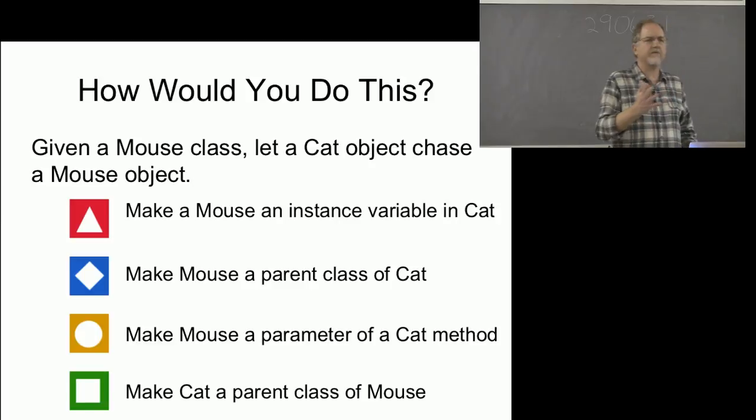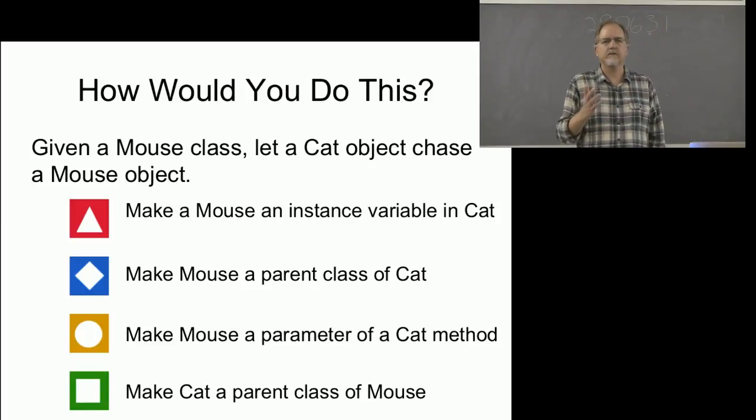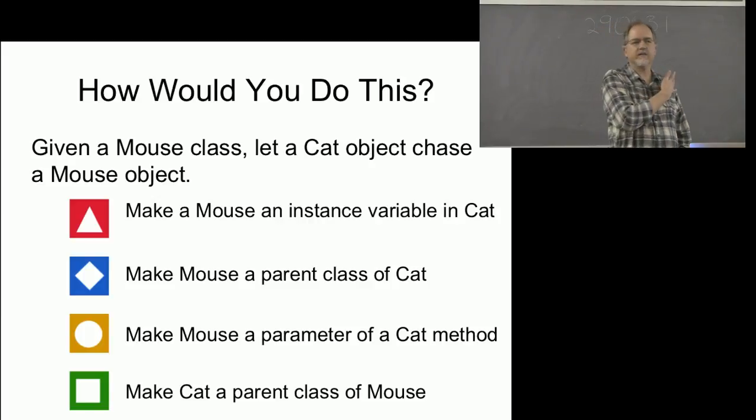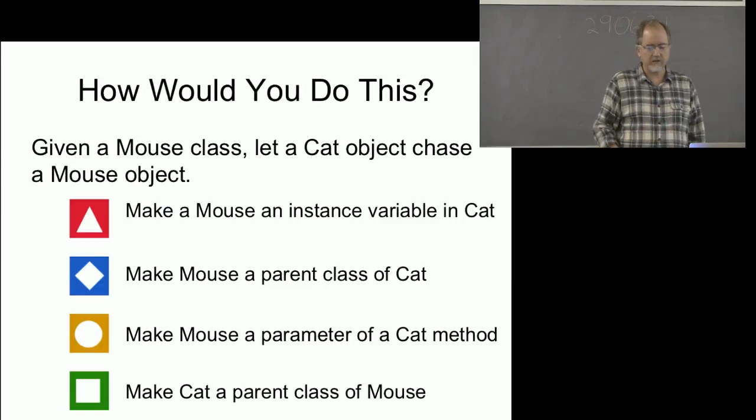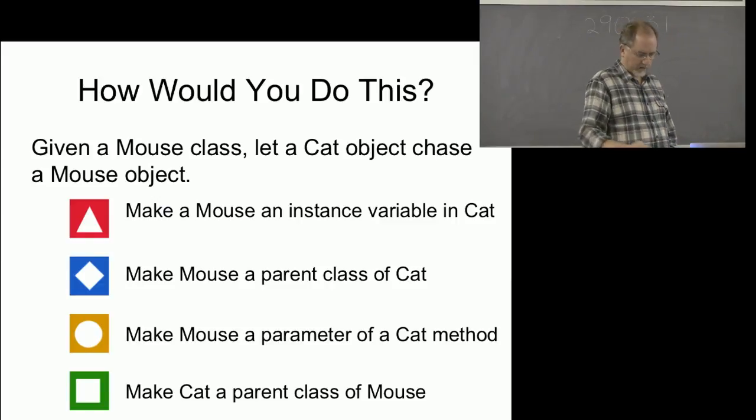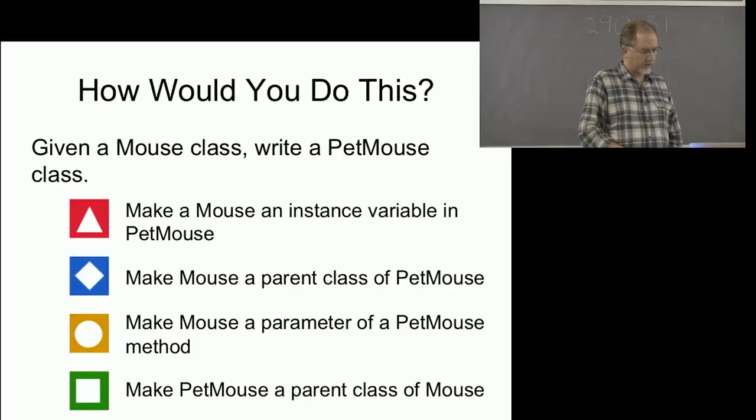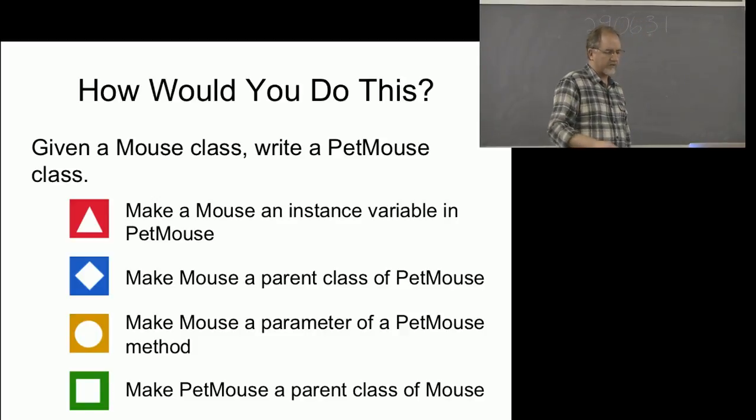All right, questions on that before we try another one? All right, and that's what we see when we see your code: uncertain decisions about how to structure these things, and it's just practice, right? You just have to get used to doing it. All right, so next one. Given a mouse class, write a pet mouse class.